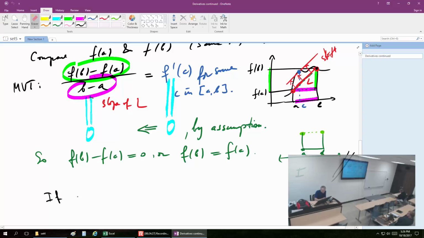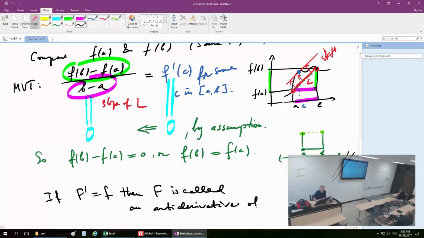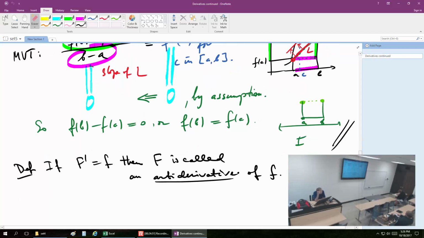If F capital prime is equal to f, then F capital is called an antiderivative of f lowercase. So that's the definition. And that's what we are doing here. We're going backwards, from a function to its source. Well, maybe I'll change the letters. I don't think I like these letters here.